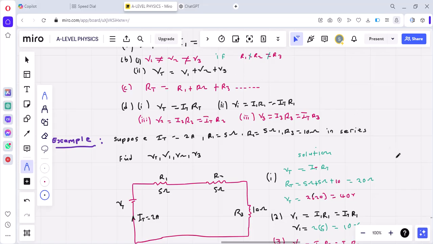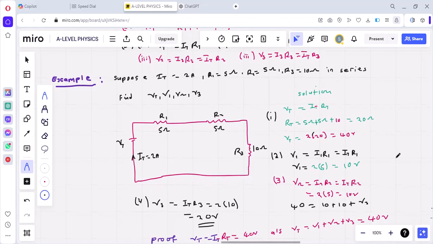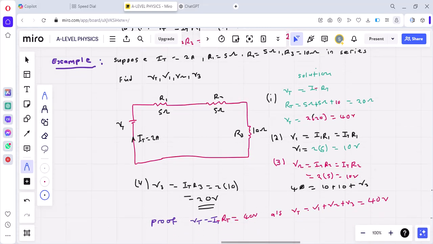So if that's the case, then what is it that you have? You have 20, or you can just say current 3, which is also the total current, times resistor 3. That will also give you 20. If you want to prove that, you can add all the voltage drops, assuming that you did not use this. You just want to use this.